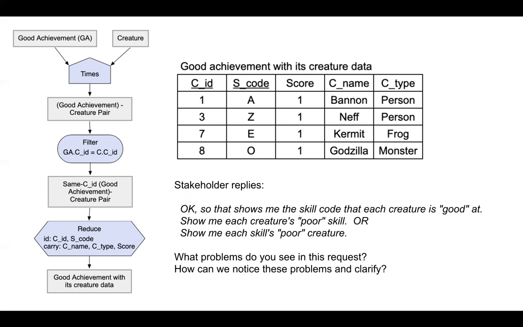So in this case, let's suppose we show this data and the stakeholder replies, okay, so that shows me the skill code that each creature is good at. Show me each creature's poor skill now, or otherwise show me each skill's poor creature. Do you see any problems in this request? How can we notice the problems in this request? So let's move to calculating the results.